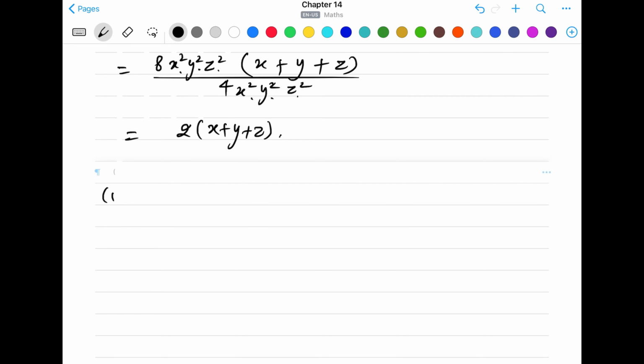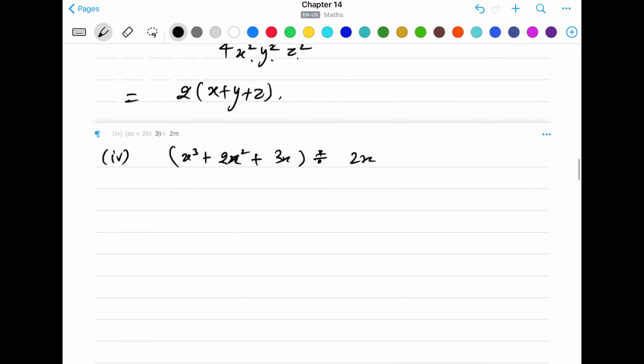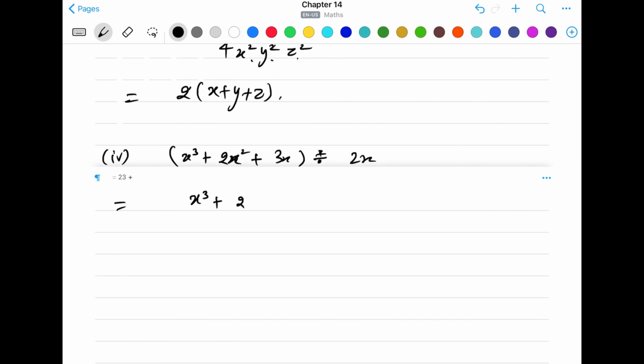Now let's see part 4 of question number 2, which is x cubed plus 2x squared plus 3x. This needs to be divided by 2x. Let's write it in the division form. We have x cubed plus 2x squared plus 3x divided by 2x.